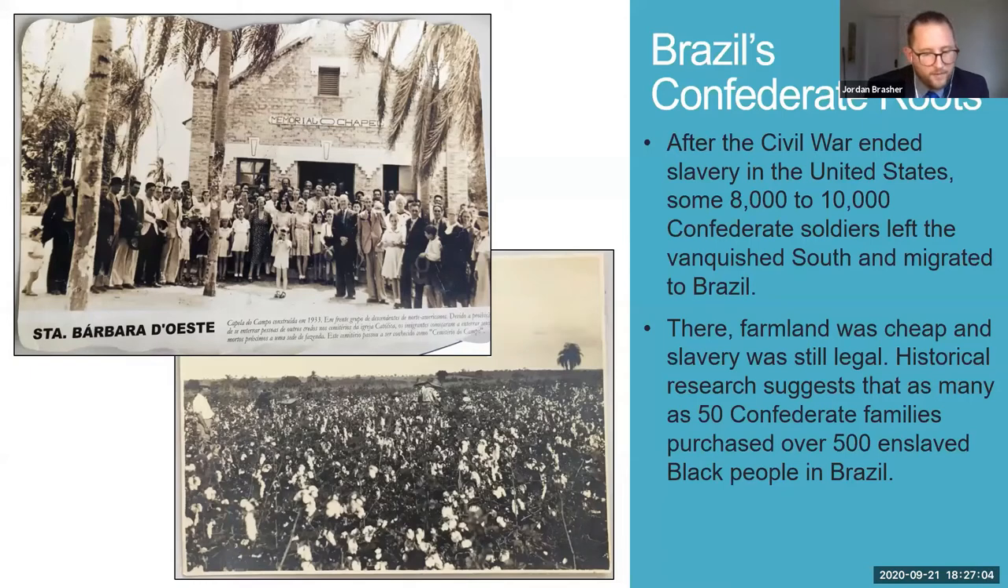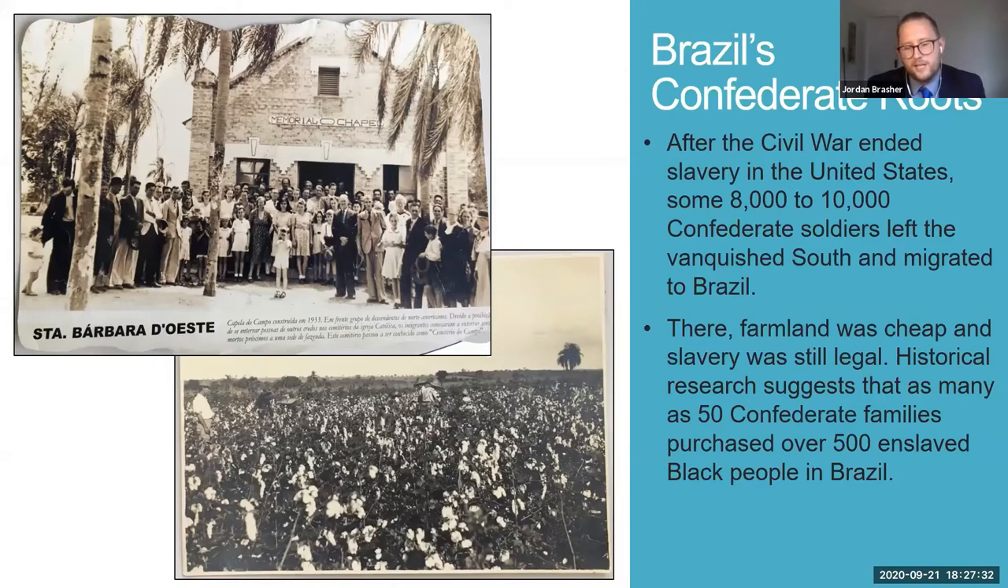In the bottom photo, you can see what appears to be a cotton field with a white man looking out over enslaved black laborers. While I've been unable to find any names of the people who appeared in the bottom right photo, given where it came from, I believe that this photo represents the dynamic of enslavement at the heart of the Confederate migration to Brazil. What is the Confederate migration to Brazil?